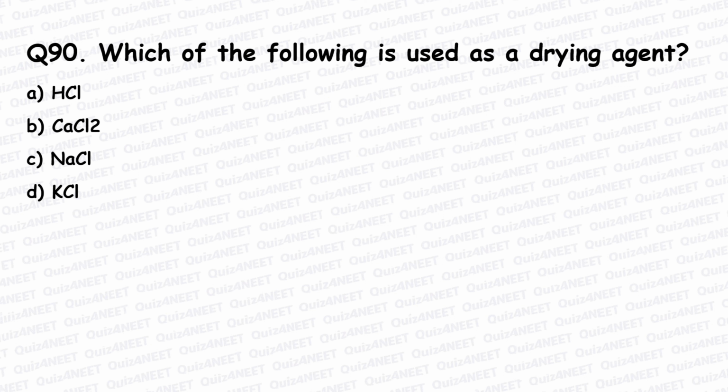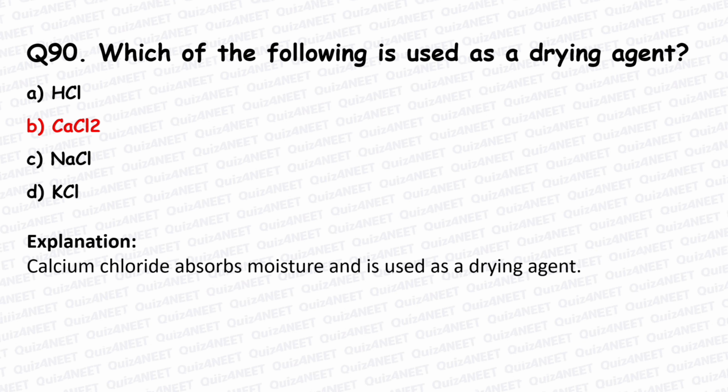Q90, which of the following is used as a drying agent? A, HCl, B, CCl2, C, KCl, D, CaCl2. Answer: D, CaCl2. Explanation: calcium chloride absorbs moisture and is used as a drying agent.